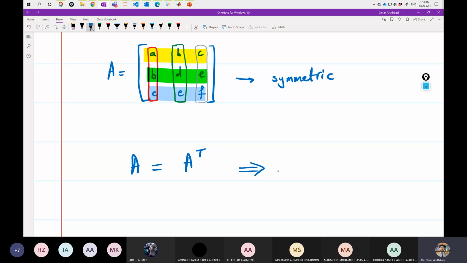How can you do that easily, let's say in MATLAB? We can say A minus A transpose, and if we get zeros, exactly, a matrix of zeros, then we say that the matrix is symmetric. That was the first condition.